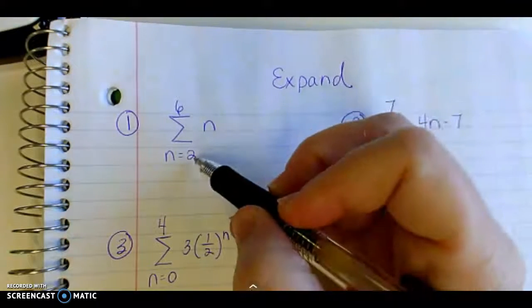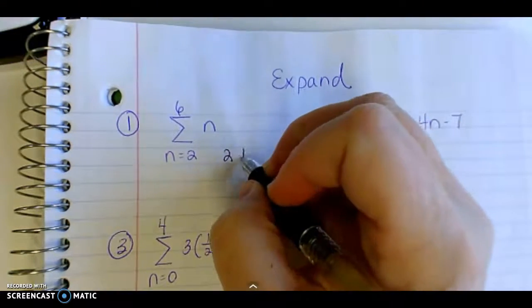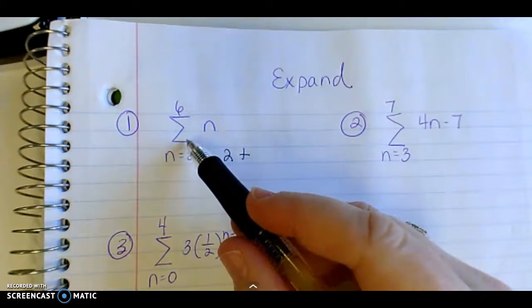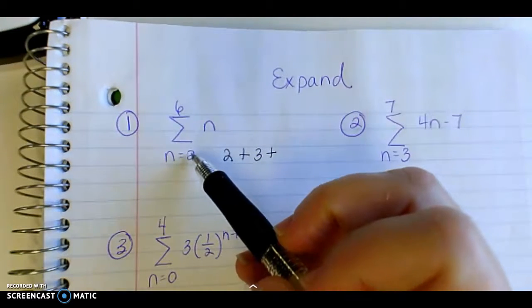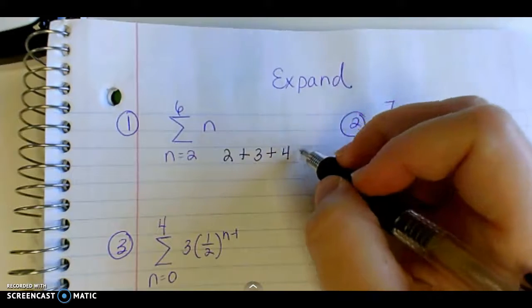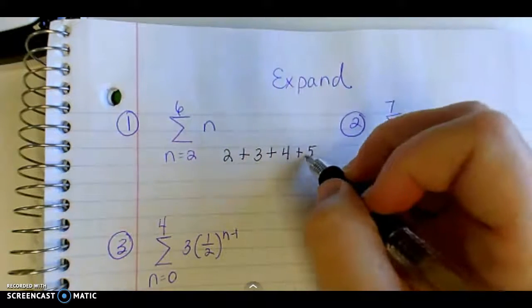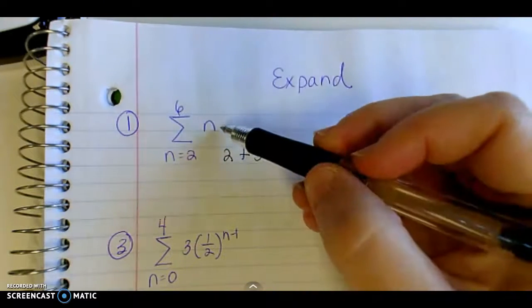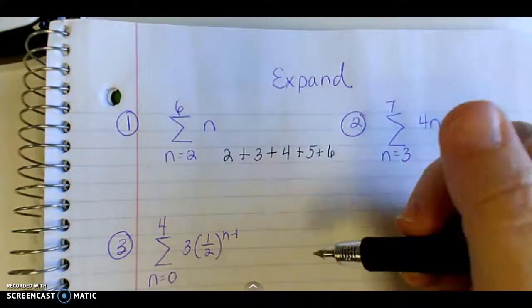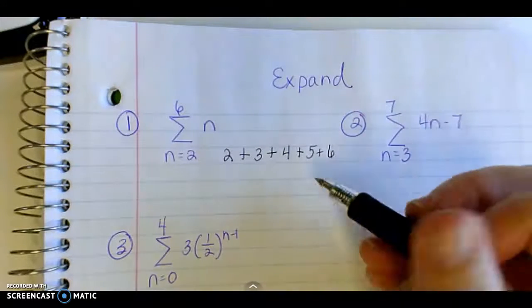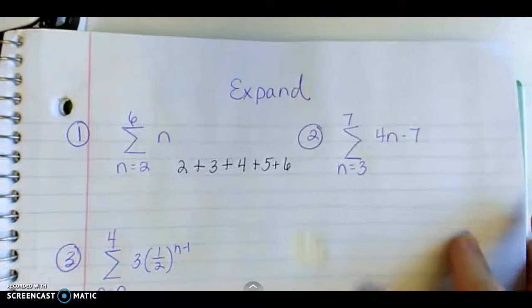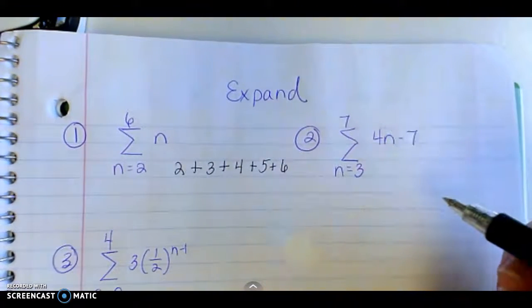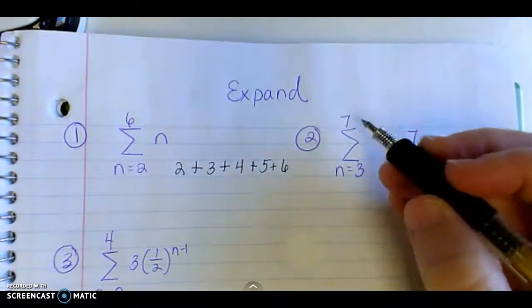So this is the starting point, so that means you start with 2. Well, the next number is 3. If I plug in 3, I get 3. Next number is 4, so I plug in 4, and you do this all the way up until 6. It just so happens that this equation is n, so that's why those are just the numbers. And that's all you do to expand it. If you want the sum, obviously you can add it, but there's some formulas that will go along with it as well.